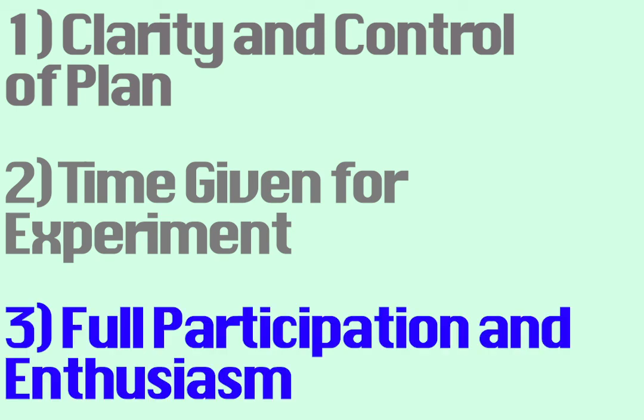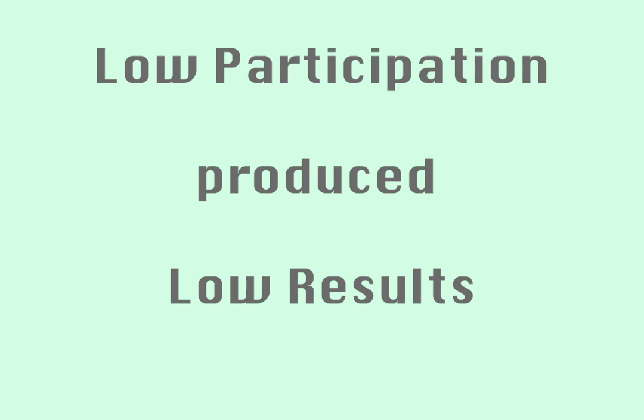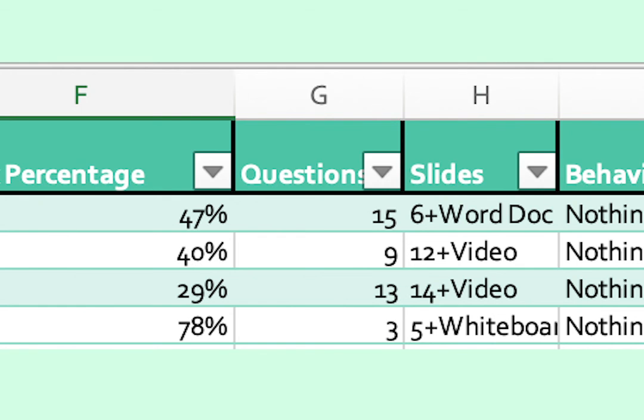Number 3, full participation and enthusiasm. If we had made a more concrete plan, the students in the classroom may feel more inclined to participate. There were not many students asking questions. This resulted in a lack of results, seeing as there was no significant change that would be trying to condition the professor's behavior.